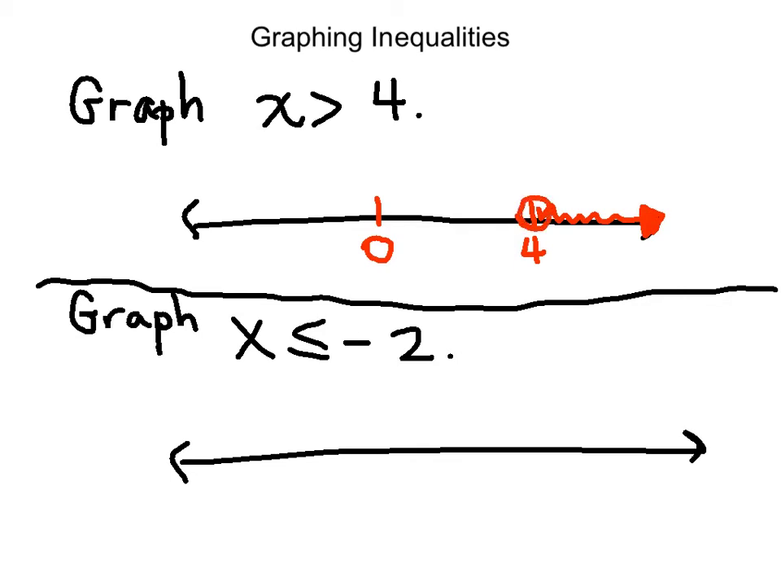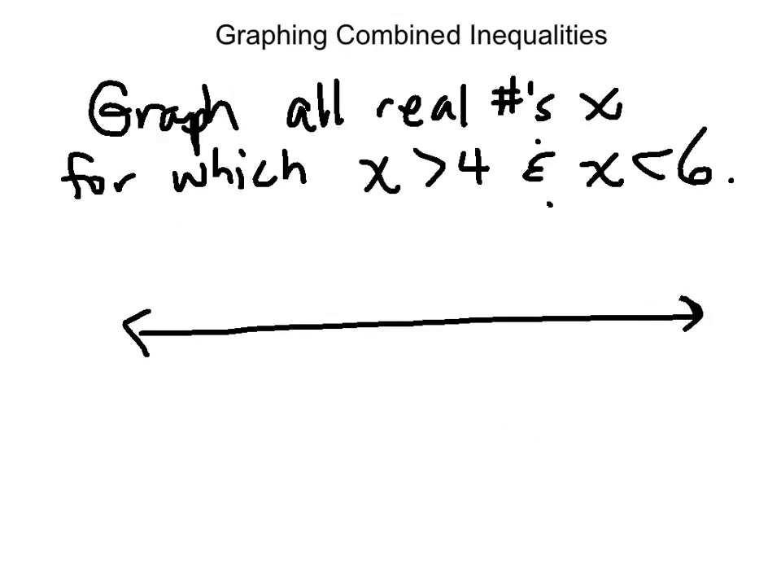Our second example, graph x is less than or equal to -2, getting my 0 and -2 on my number line. Because -2 is included this time, because it says less than or equal to, this little line here, I need to have a closed circle on -2, and everything less than -2 is to the left, and so I shade that direction.